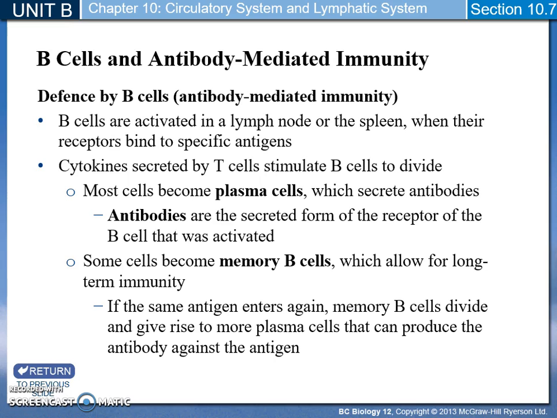So that means if the same antigen were to ever again enter, then the memory B cells would divide and give rise to more plasma cells that can produce this antibody against the antigen. So it would be a much quicker response if that same antigen were to be presented in the future.